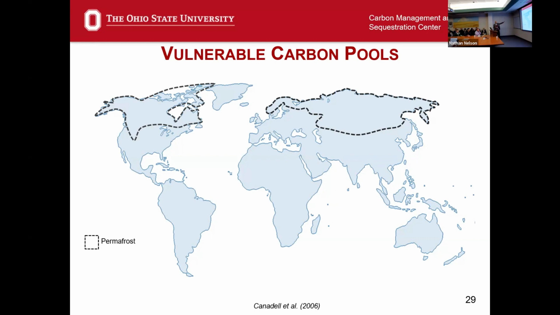The cryosphere. If global warming happens, they have a lot of carbon now. Possibly if they begin to melt, that could be serious. That's where permafrost is mentioned here.